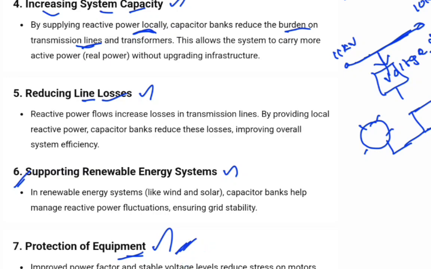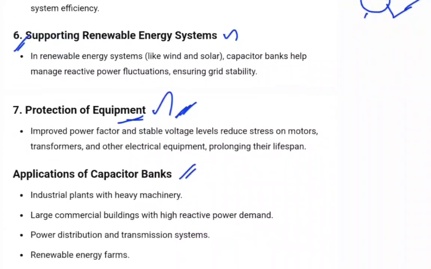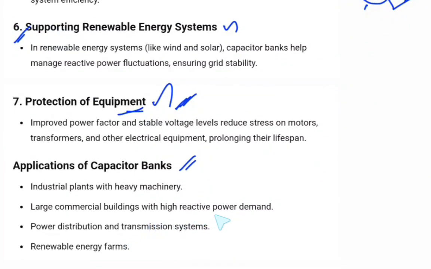So what are the applications for the capacitor bank? Industrial plants with heavy machinery, large commercial buildings with high reactive power demand, power distribution and transmission systems, and renewable energy farms.